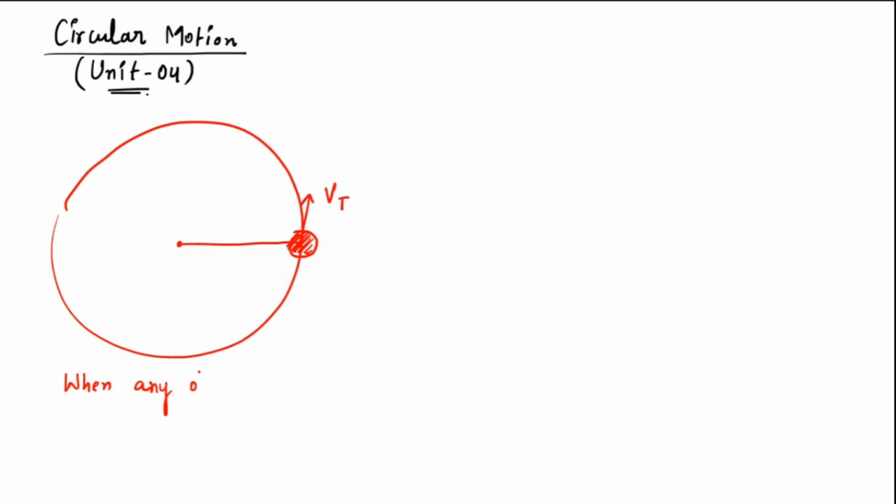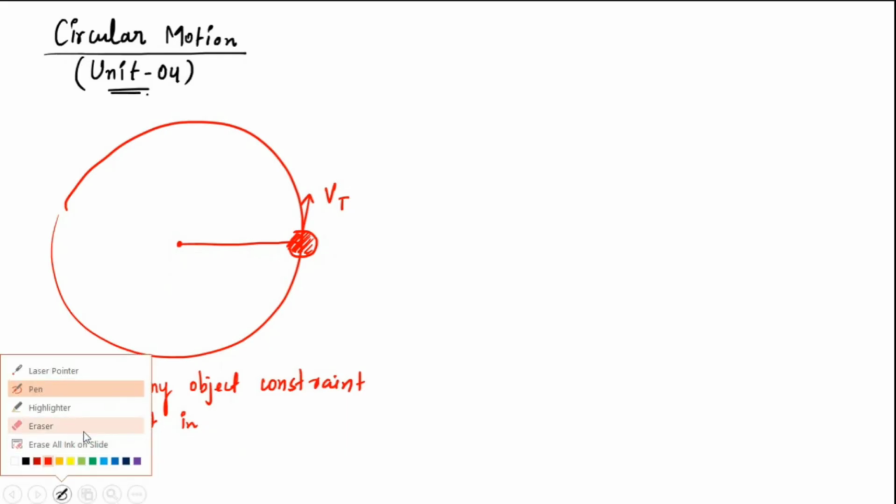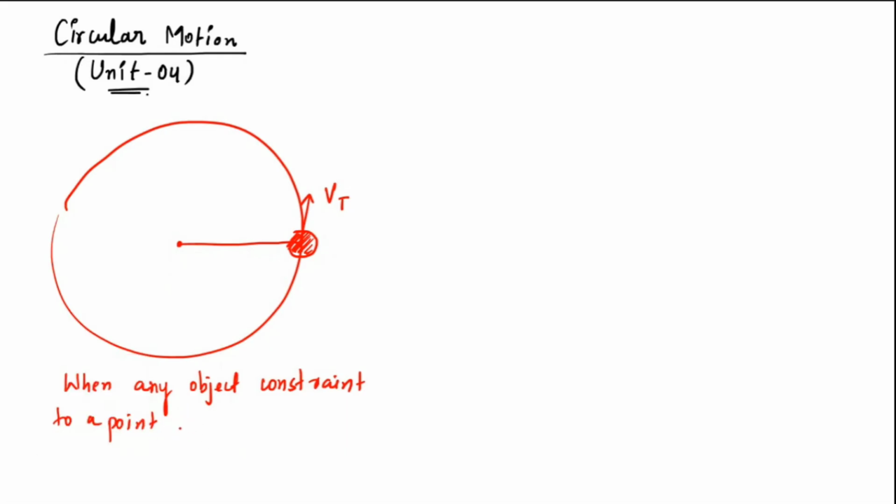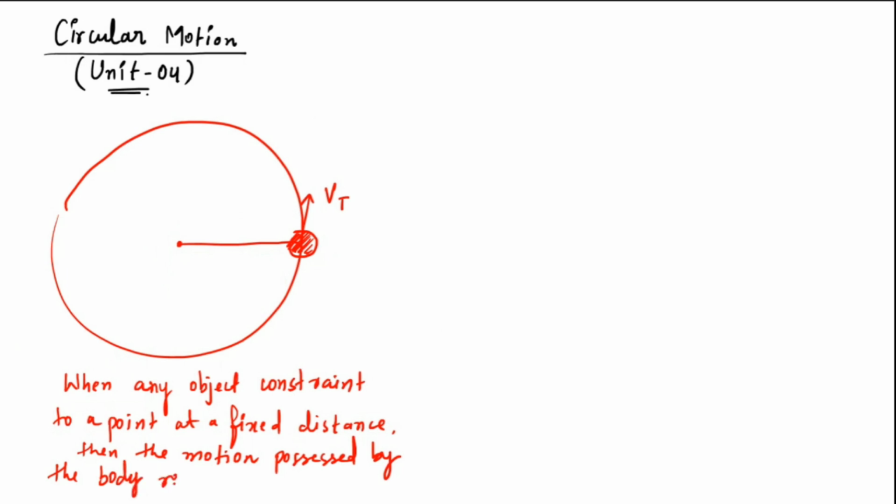So here we can mention this particular point, that when any object is constrained to a point at a fixed distance, then the motion possessed by the body is referred to as circular motion. That is what we need to keep in mind.